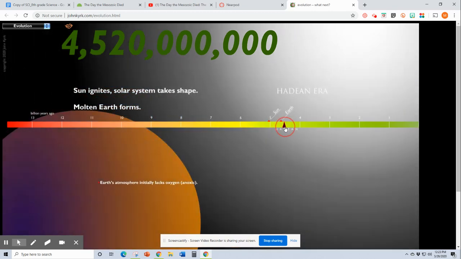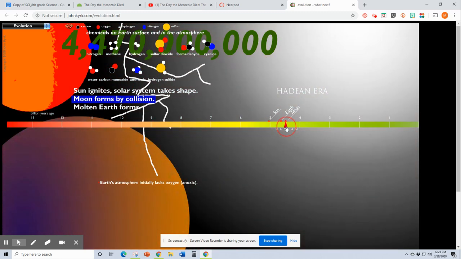And I think there's our molten Earth forming. And it says Earth's atmosphere initially lacks oxygen. So not very good for life yet, right? Without any oxygen. So we'll keep going. We get our solar system.